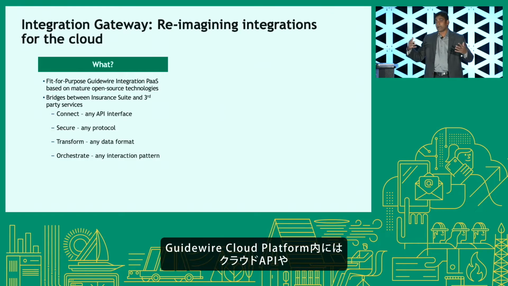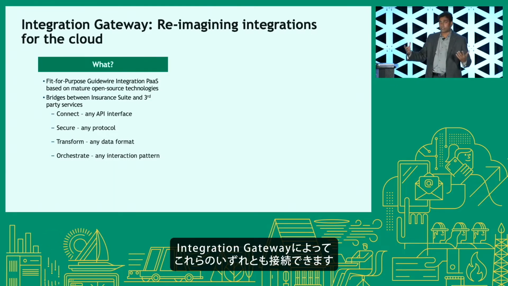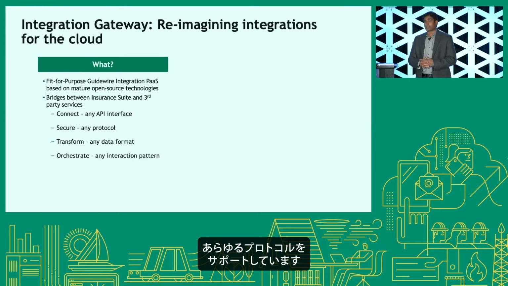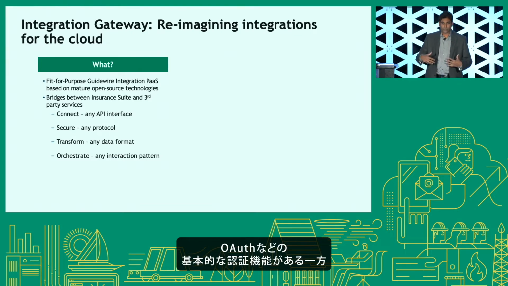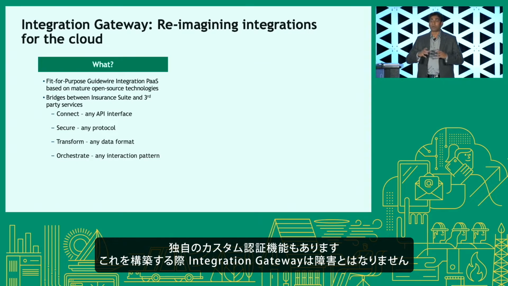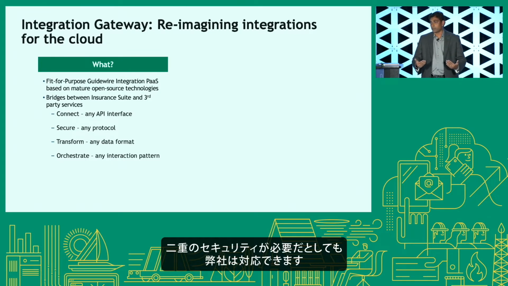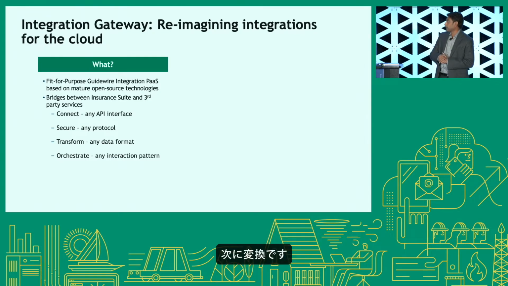It helps you connect with any API, file or messaging systems. Or even within the Guidewire Cloud platform, you have cloud APIs and app events. It can connect you with any of those, and it can support any protocol. Although out of the box we have OAuth and basic authentication, that doesn't preclude you from building your own custom authentications. Let's say you need to talk to legacy systems and you need double security, we can support that.